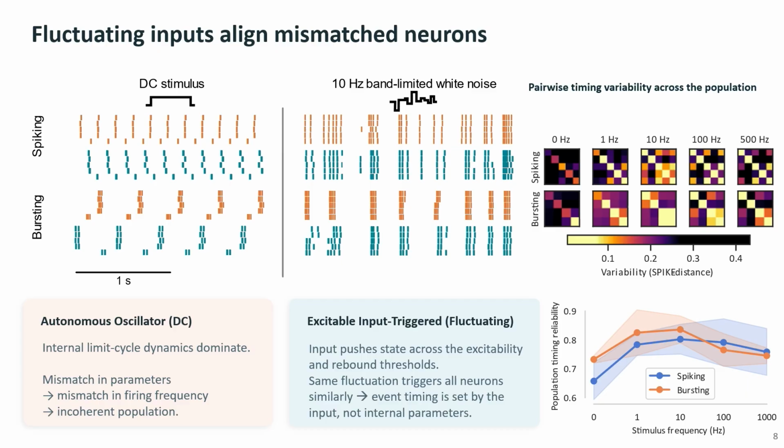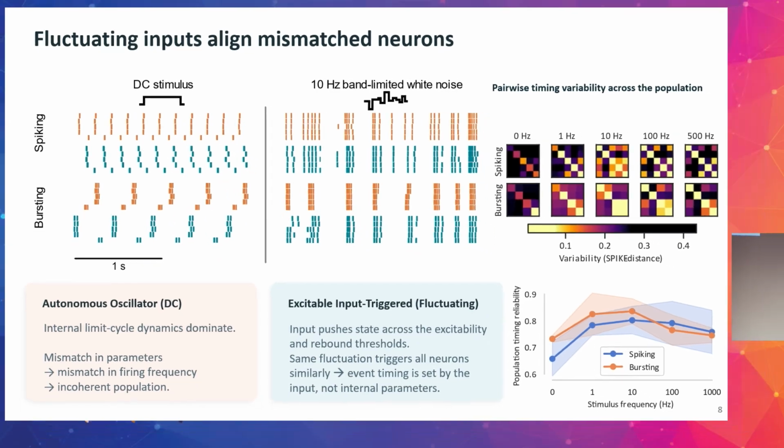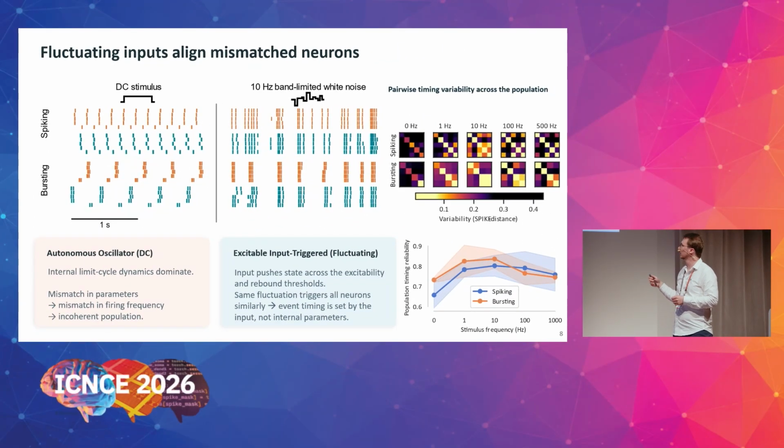But once you use these time varying inputs, now, well, you could almost draw vertical lines across all the trials of all the neurons, and it just looks way, way more reliable. You wouldn't know that there is so much mismatch when you were using this DC stimulus. And as I explained earlier, this is because the neurons are now being triggered by the input and going above and below their excitability threshold at the same time.